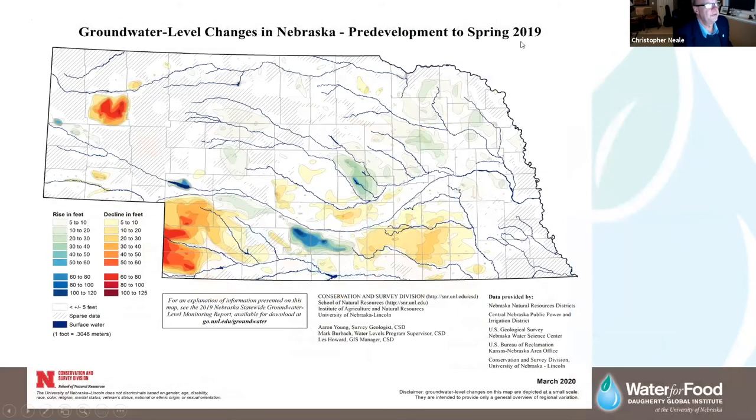This is the situation in 2019. And as you can see, the situation has improved because of the groundwater management and through the natural resource districts in Nebraska. We still have problems here in the Republican River Basin and up in the northwest, but for most of the state, things are stable.